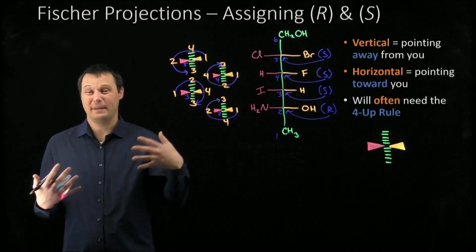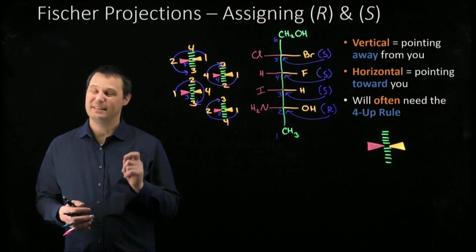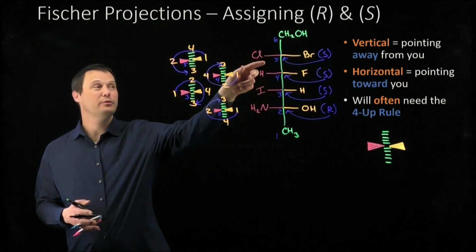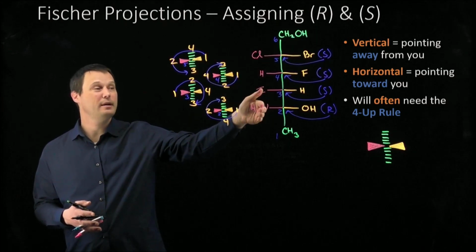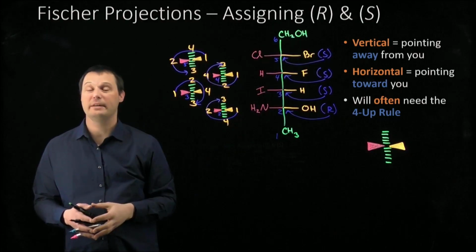But let me tell you why I and other professors don't really like assigning R and S straight from Fischer projection. It's extremely easy to mess up under stress. One little change of the number 4 group from a horizontal to a vertical bond, and if you don't remember the bow tie version, you can easily get the wrong clockwise and counterclockwise circle.